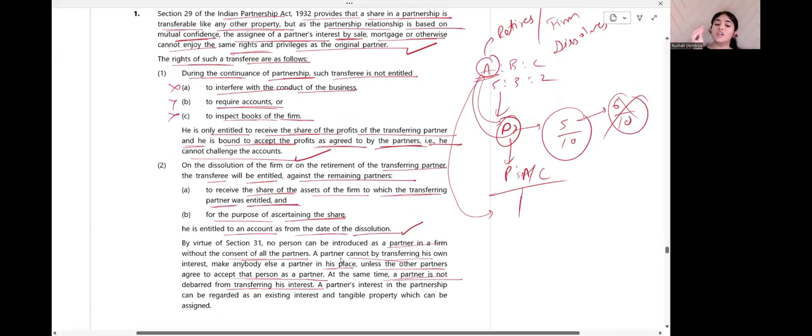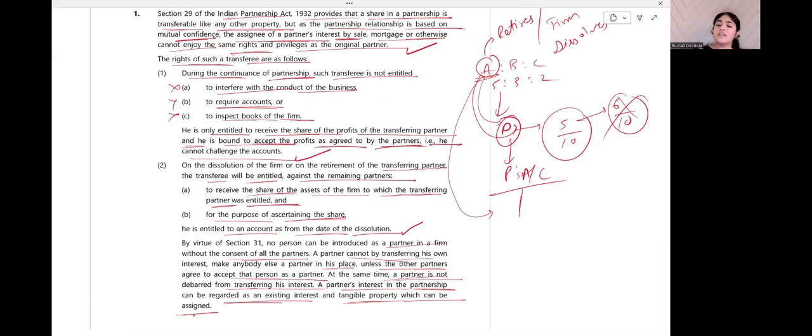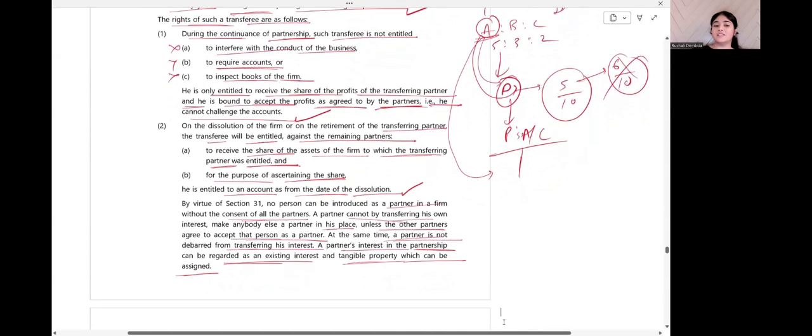A partner is not debarred or disallowed from transferring his interest, but he has to take permission from all the partners, and all the partners should agree to accept that permission. A partner's interest in the partnership can be regarded as an existing interest and tangible property which can be assigned. So whatever interest is there is the existing interest of that partner. And whatever is tangible property, what property you can see, if the company is having 2 guest houses, whatever guest house is there, that will be divided into 3 equal parts. Whatever tangible property is there will be assigned to all the partners.